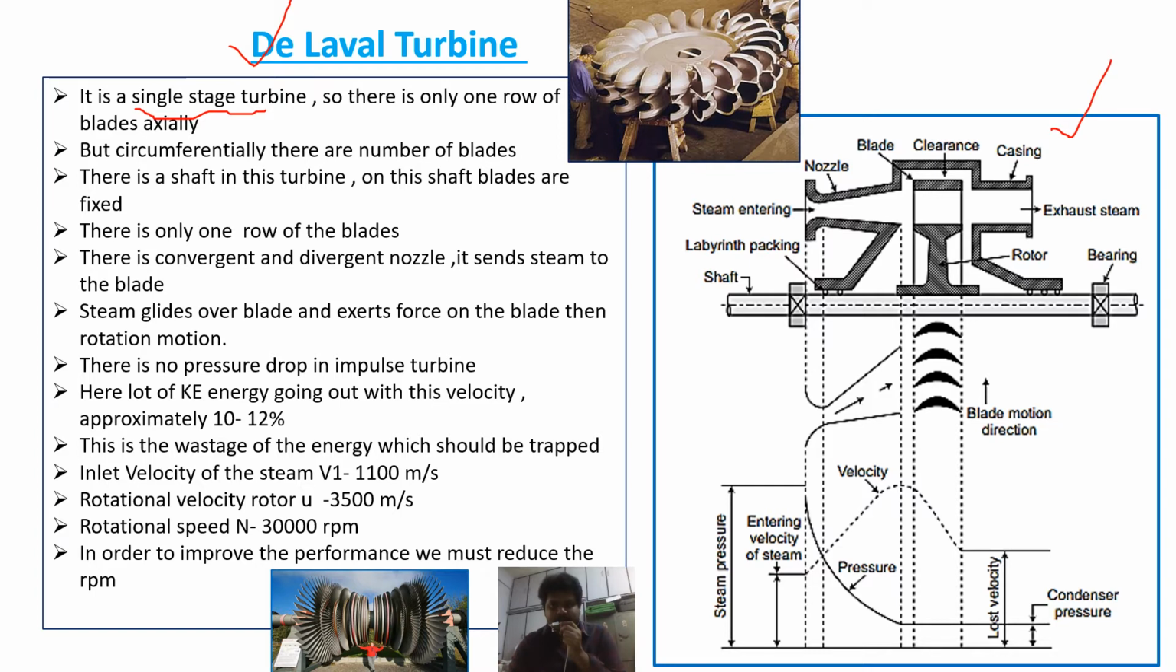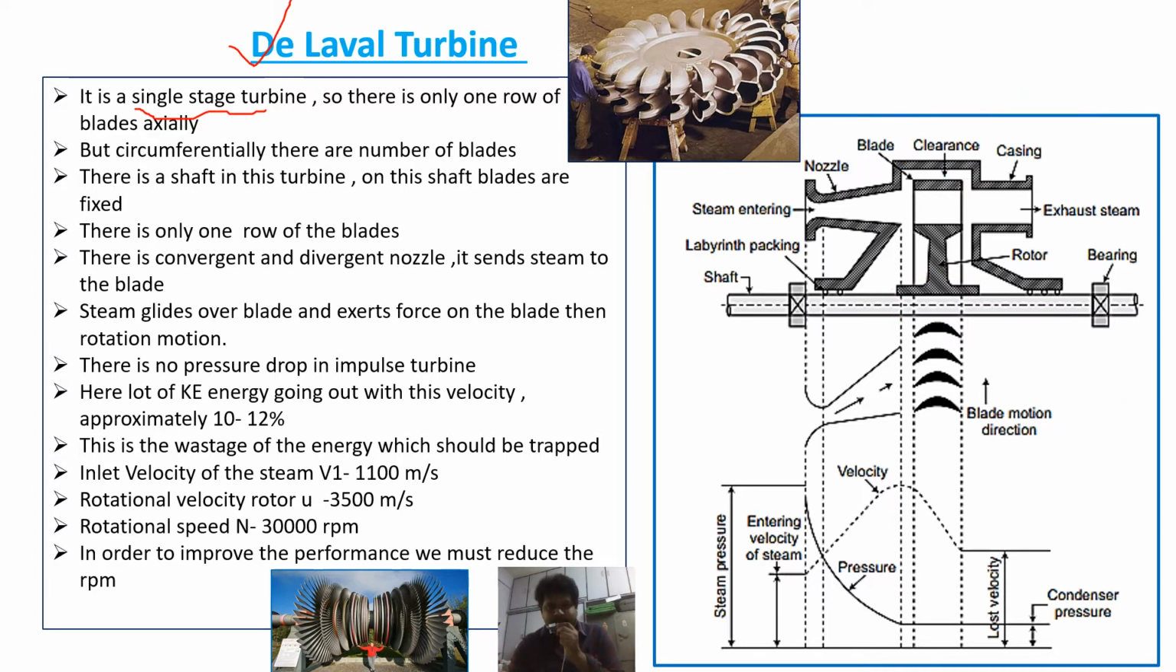Here you can see in this figure, this is the shaft, this is the blade of the turbine, this one is the nozzle. Here nozzle is the convergent divergent type. The blade is fixed to the shaft. Here you could see the blade is fixed to the shaft, but the nozzle is fixed to the casing. This black shaded area is casing, so that the nozzle does not move.